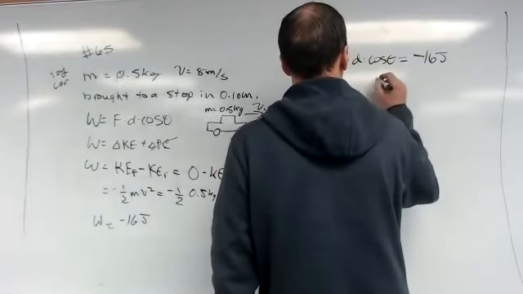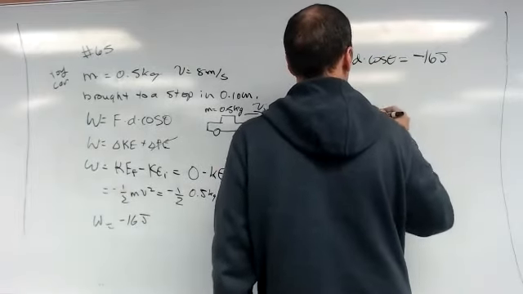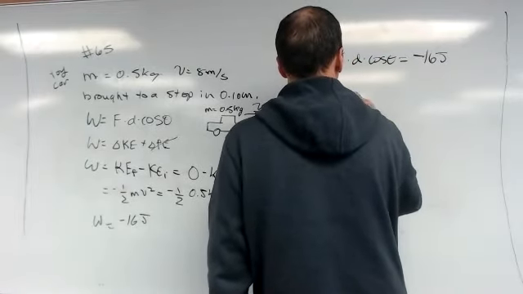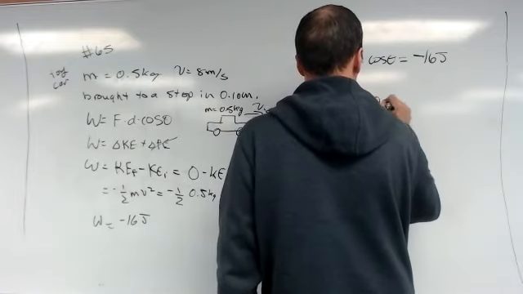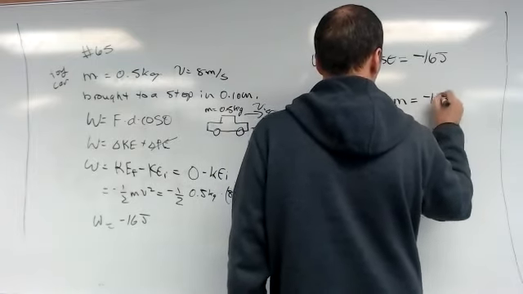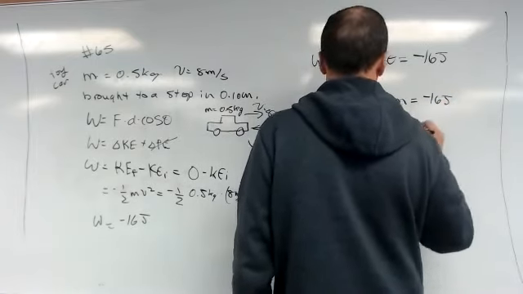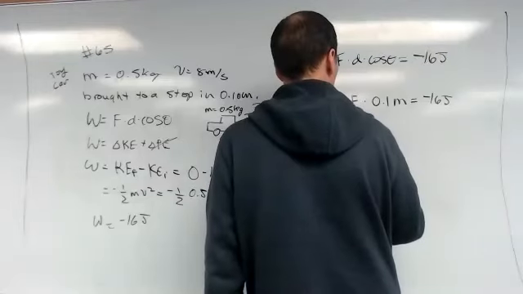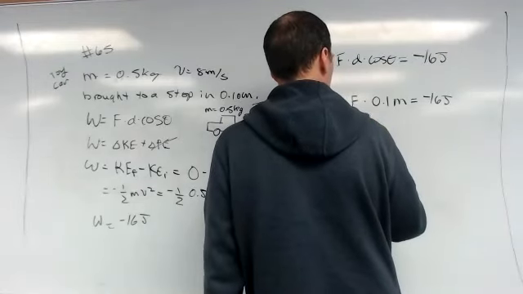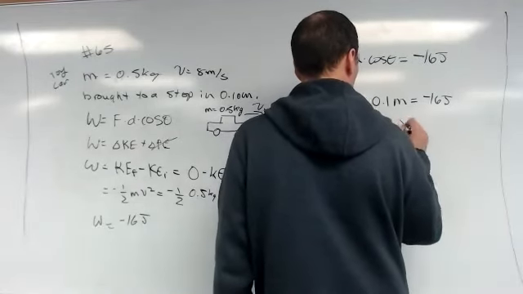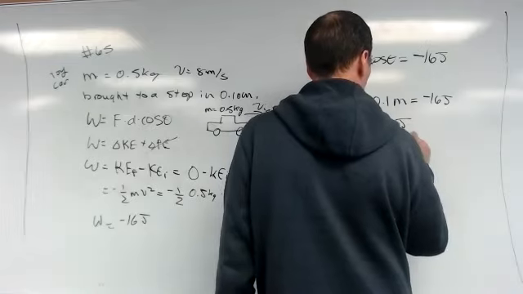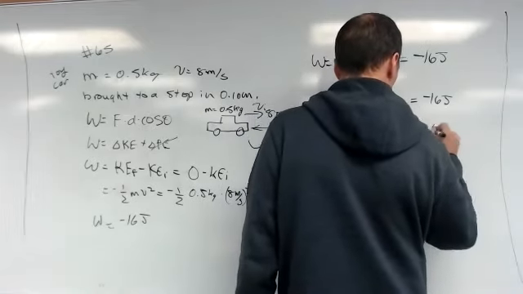And so the cosine, what's the cosine of 180? So minus the force times 0.1 meters equals minus 16 joules. Right, and so the minus signs cancel, I get the force is equal to 16 joules over 0.1 meters, which is 160 newtons.